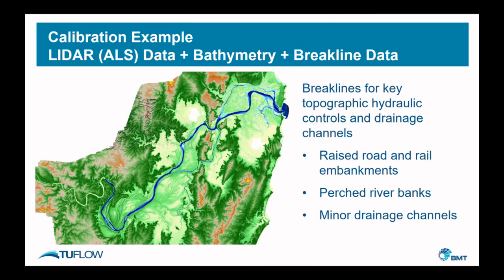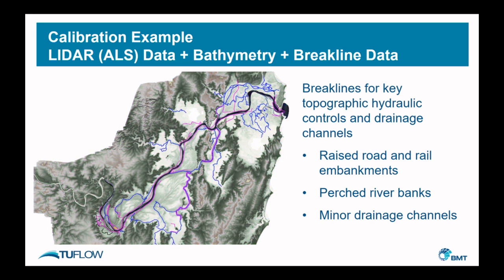Now it turns out, in its previous form, the model didn't include any breakline data sets for the key hydraulic controls. So that includes raised road and rail embankments, perched riverbanks, levees, and also minor drainage channels. So we'll add those features to the model, and we'll see how it changes the results further.